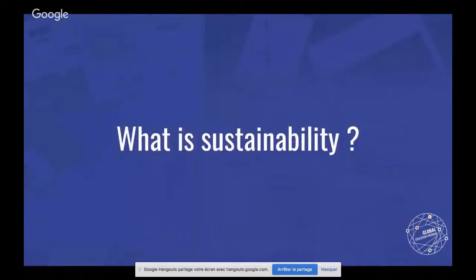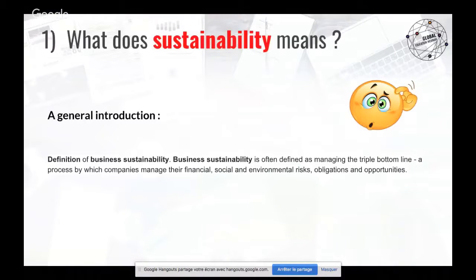Let's start. So, why sustainability? In business, as we can see, business sustainability is often defined as managing the triple bottom line, a process by which companies manage their financial, social, and environmental risks, obligations, and opportunities. For example, sustainability is a way to manage our human resources, our resources in general. And we're not here to talk about sustainability in general, but specifically we'll talk about human resources sustainability.